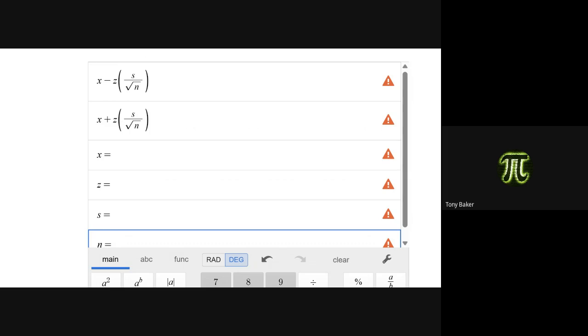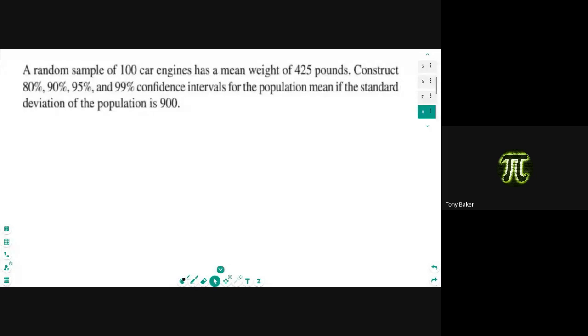All right, let's actually do it. So we're taking a random sample of 100 cars that has a mean weight of 425 pounds. So basically what I'm doing is I have not weighed every single engine in the world. I've weighed a random sample of 100 of them, and they've come out to be 425 pounds. That is my thing that I've done.